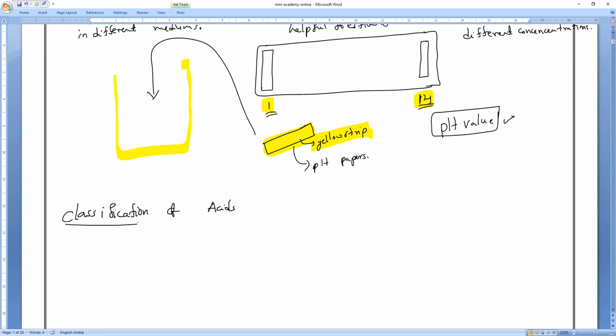So now, what is the acid's general definition? We studied already at the beginning of this chapter. What do you mean by acid, everybody? Acid means what? Definition, basic definition.